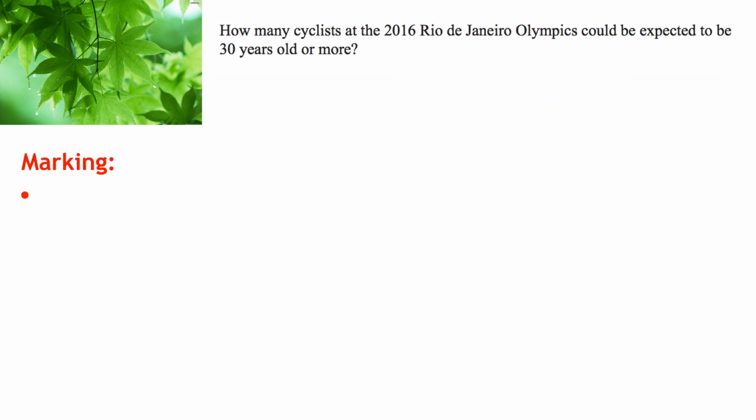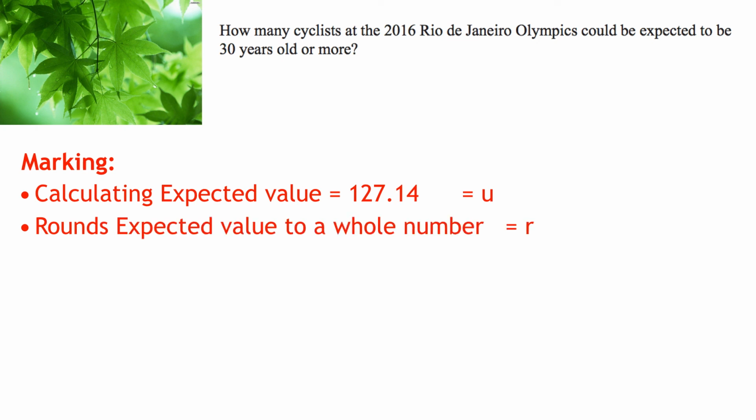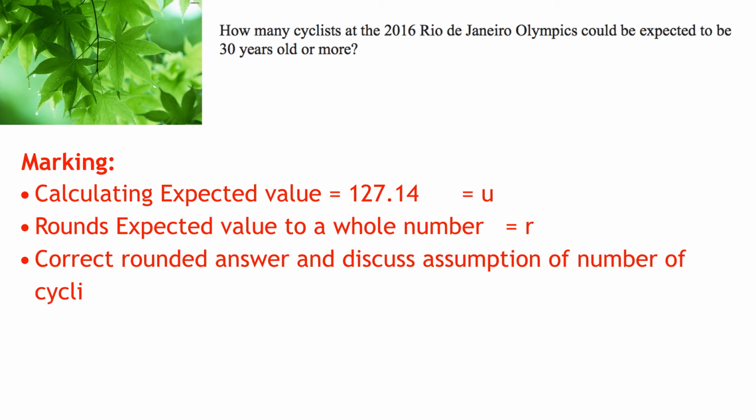Okay, so here's our marking grid. Calculating the expected value of 127.14 gets you the U. Rounding the expected value to a whole number gets you an R. And rounding and discussing the assumption is going to get you a T.